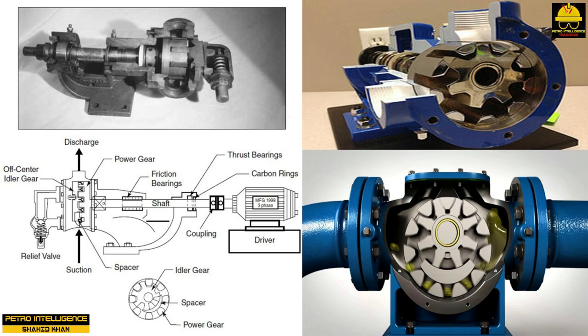The chemical processing industry uses internal gear pumps for chemicals such as acetone, acids, alcohol, alkalis, ammonium hydroxide, butadiene, polymers, resins, solvents, waxes, and xylenes. Internal gear pumps can also be magnetically coupled. Magnetic coupling eliminates the need for shaft seals.